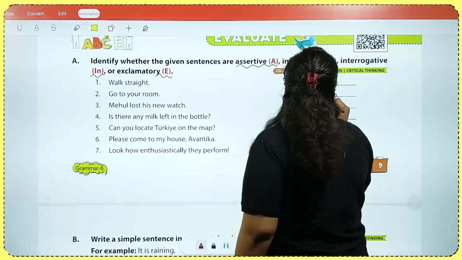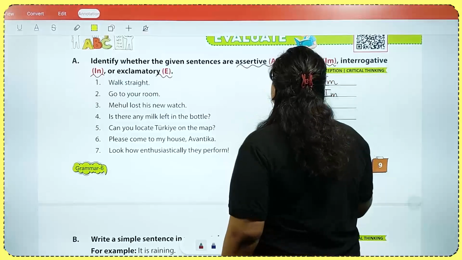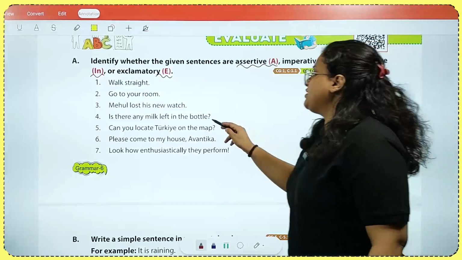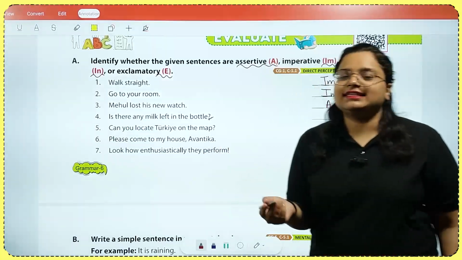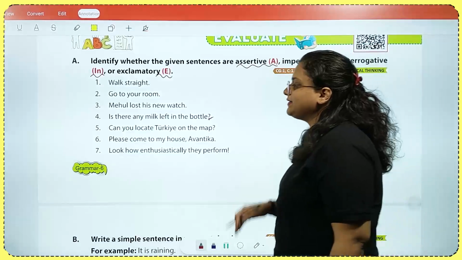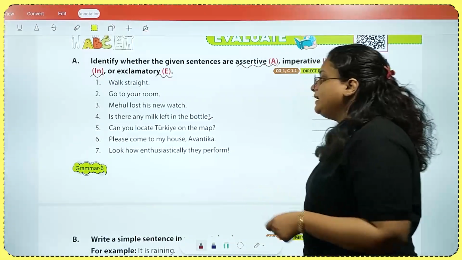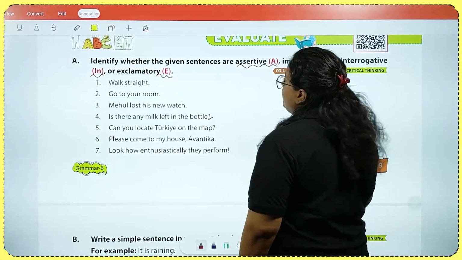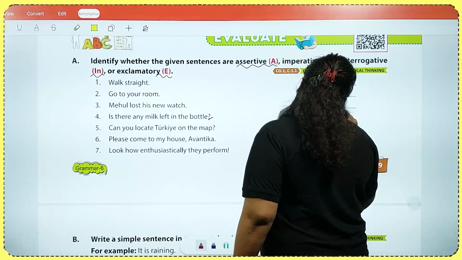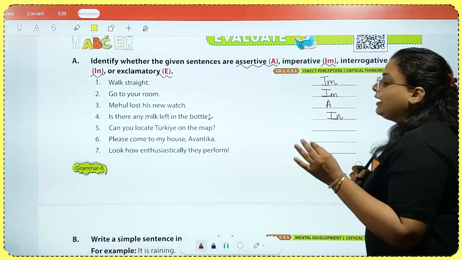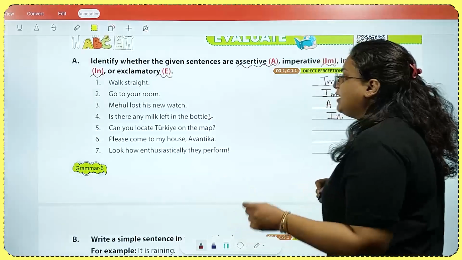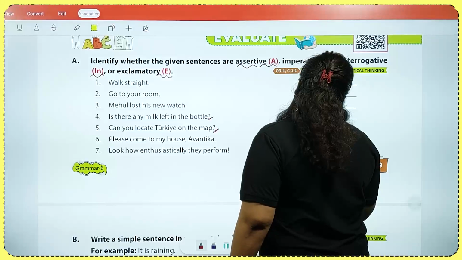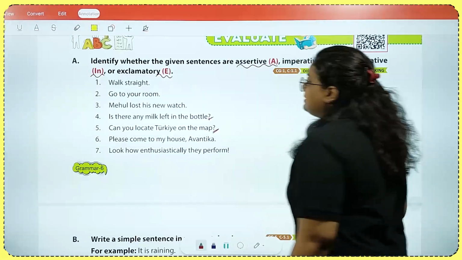This sentence is assertive because it is a statement. It is just telling us about a situation. Now there is a question mark. So there is a cheat code that this is an interrogative sentence, but let us read it. Is there any milk left in the bottle? So this is a question and questions are interrogative. IN. Okay. Can you locate Turkey on the map? So again, this is a question and it is an interrogative sentence.